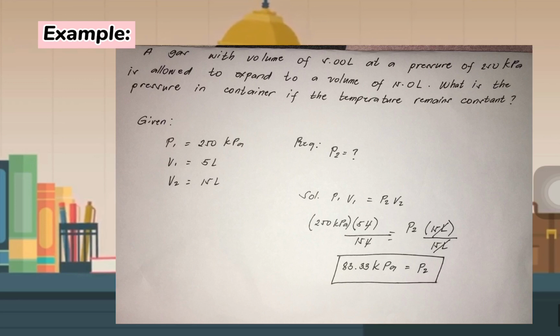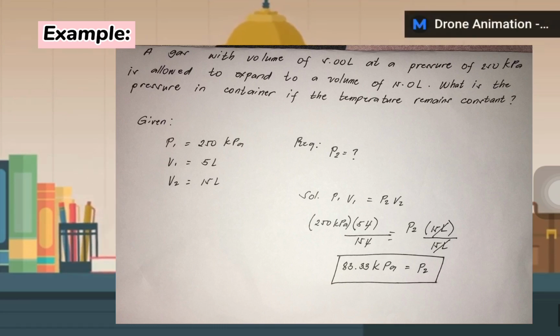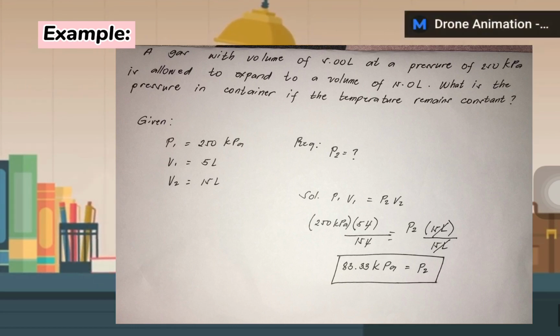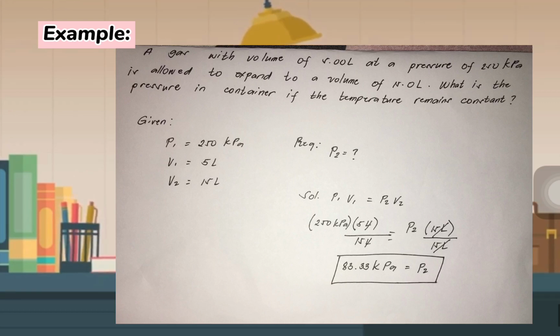Another example, a gas with a volume of 5 liters at a pressure of 250 kPa is allowed to expand to a volume of 15 liters. What is the pressure in the container if the temperature remains constant? So our given first pressure is 250 kPa, our first volume is 5 liters, and our second volume is 15 liters. So we are finding the value of the second pressure.